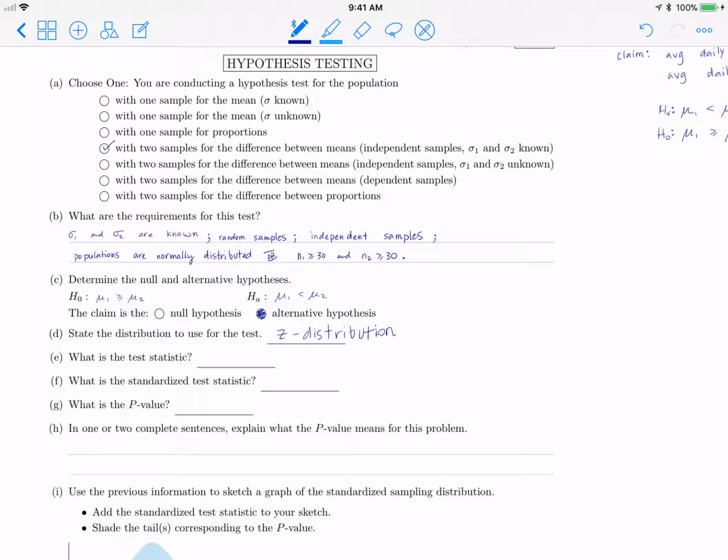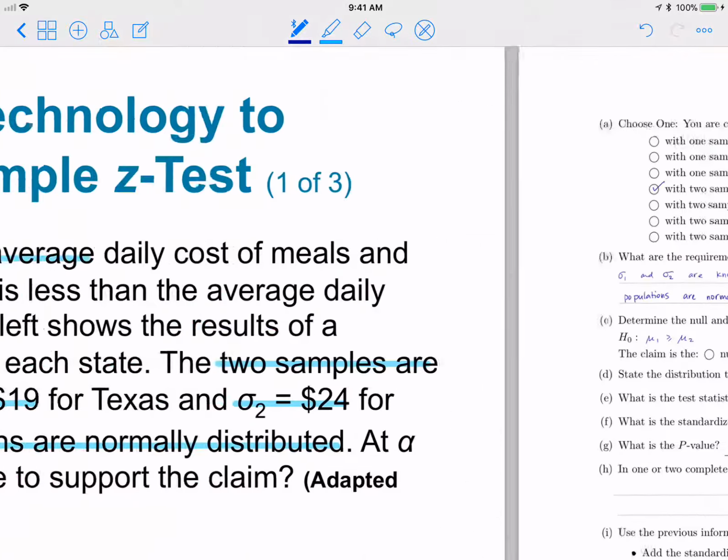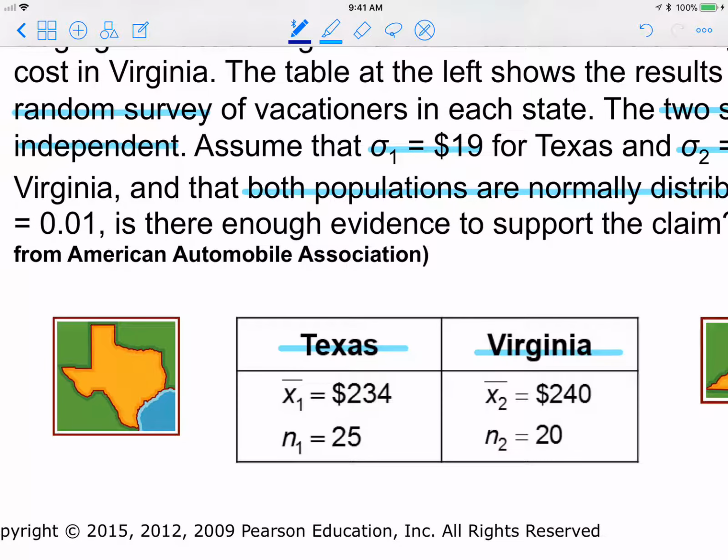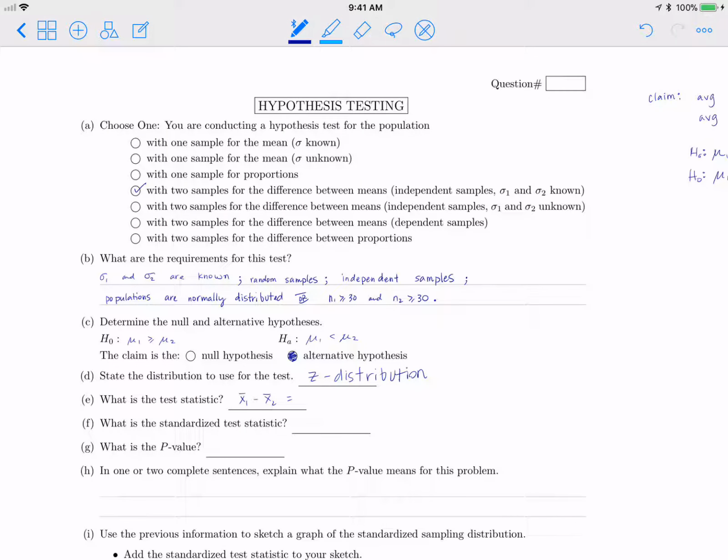What is the test statistic? Because we're doing a hypothesis test for the difference between means, our test statistic is going to be x1 bar minus x2 bar, which is equal to 234 minus 240, which is equal to negative 6.